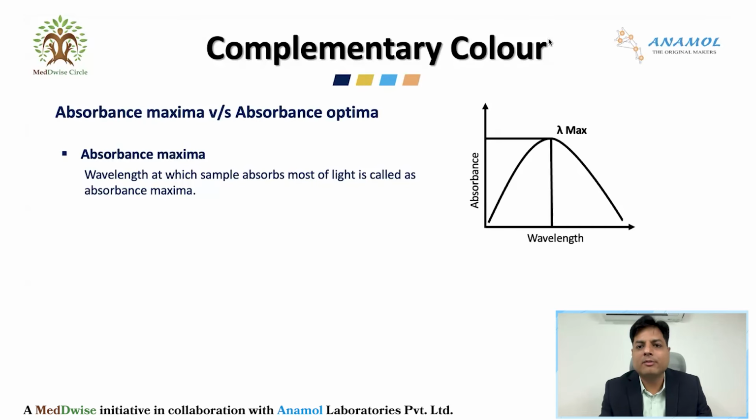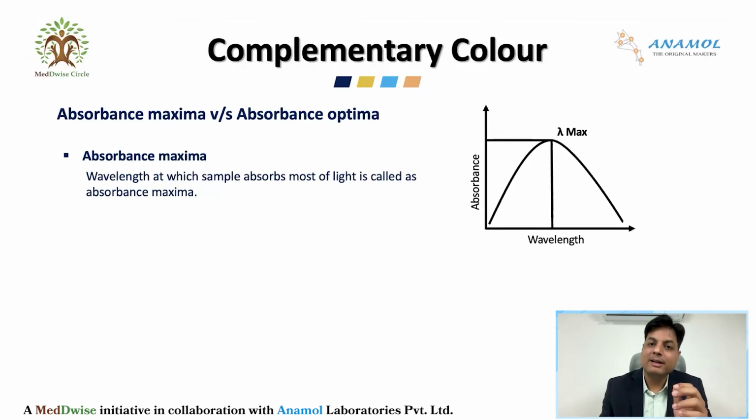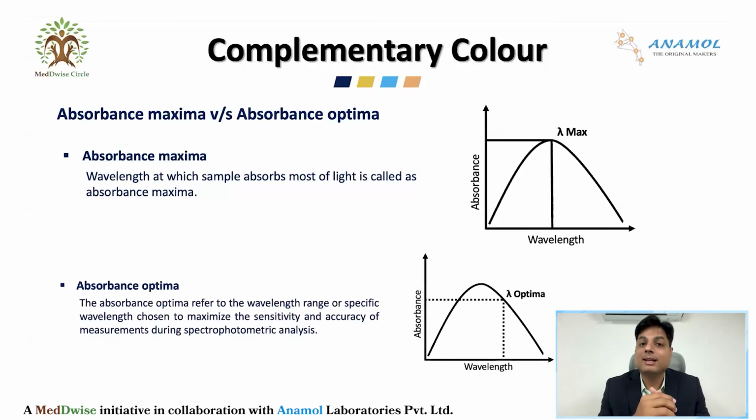Therefore, this particular wavelength of light is called lambda max, which means that it is the wavelength at which the solution will absorb the maximum amount of light. Let's say hypothetically, just for example, this wavelength is 625 nanometer. So 625 nanometer is called lambda max. But there is a different concept which is called absorbance optima. Now, what is absorbance optima?